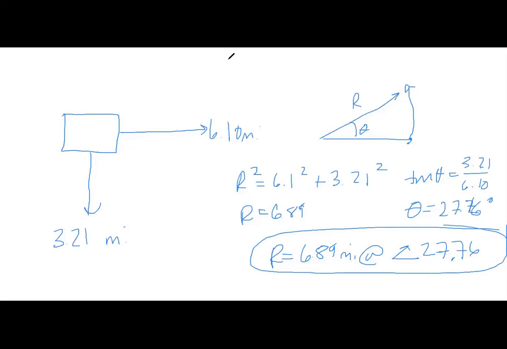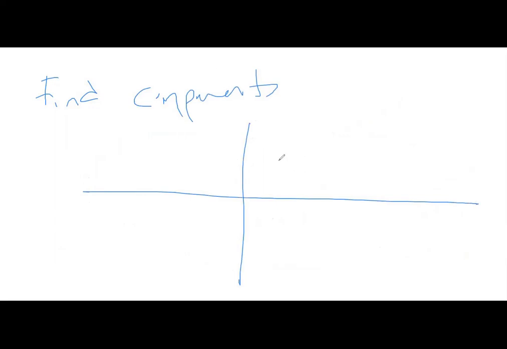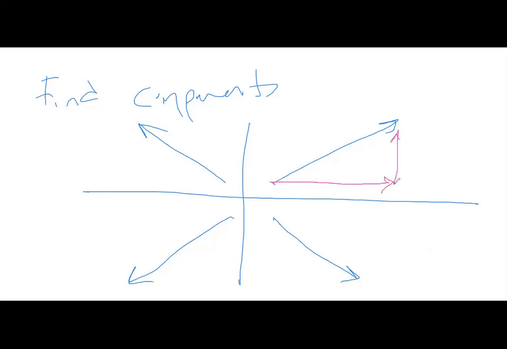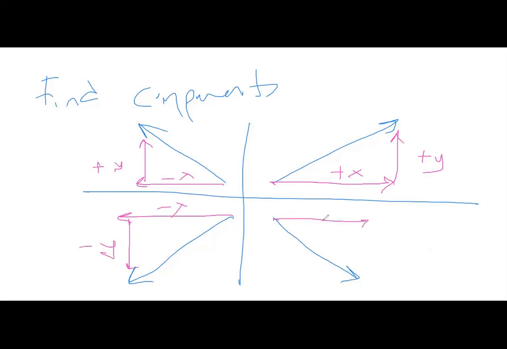Next thing we want to do is learn how to find components. So we only have 4 choices for our components. We can have a 1st quadrant, a 2nd quadrant, a 3rd quadrant, and a 4th quadrant force. That gives us a positive x, positive y; negative x, positive y; negative x, negative y; or positive x, negative y. Those are the only 4 options.